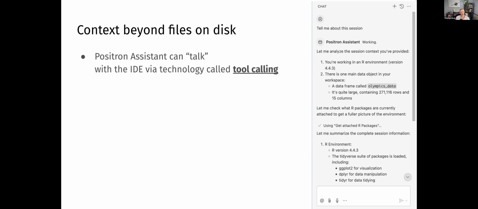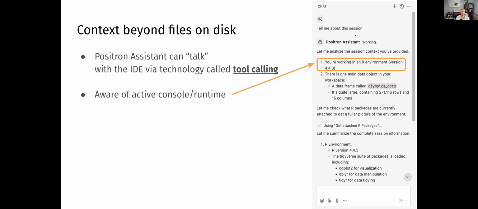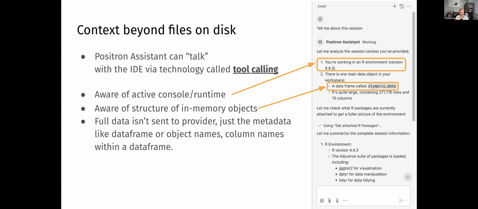Positron goes a step further and uses a technology called tool calling internally to provide additional tools that the model is aware of. These tools could be things like, if the user asks about something like the current session, the model can ask Positron, what is the user working in? They're working in an R environment, and we can report back information like, oh, your R console is R version 4.4.3. And inside of your session, not just the actual console, you've defined a data frame like this Olympics data set. And here's the schema, how big it is, the column names, the number of rows, other information that's loaded there in memory.